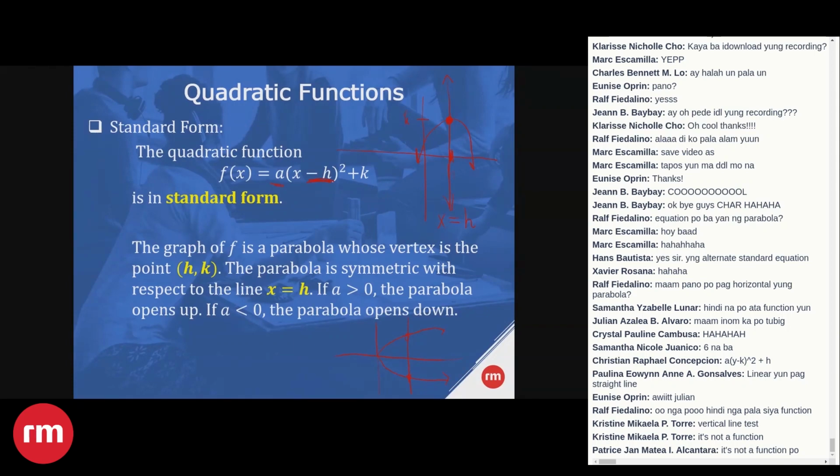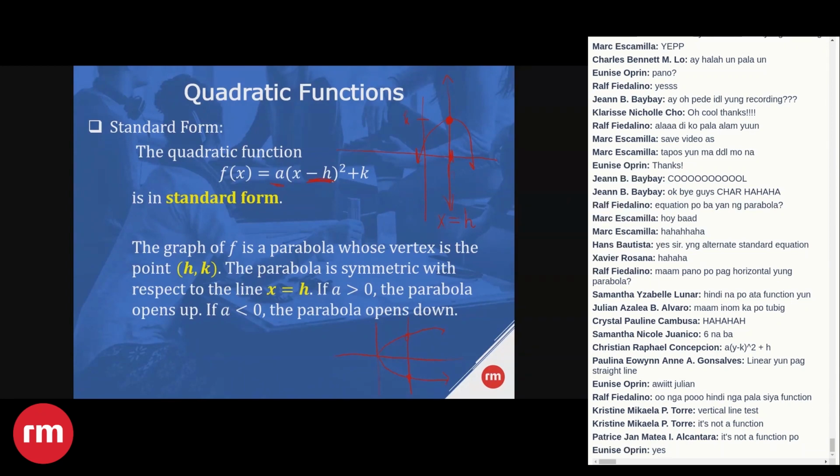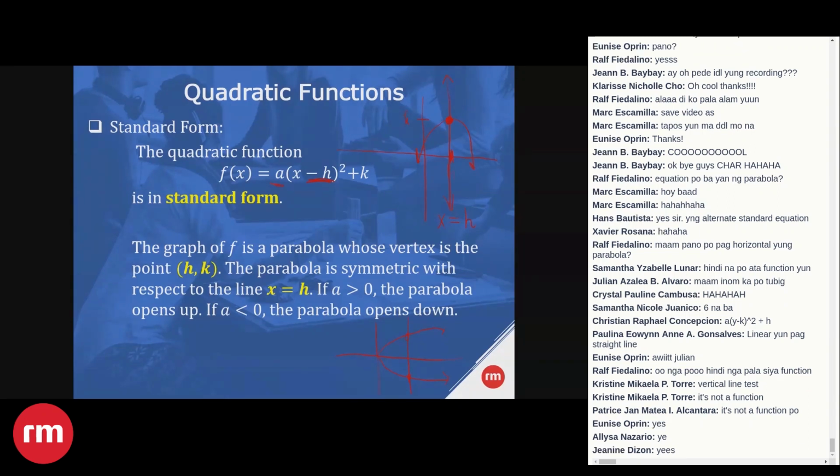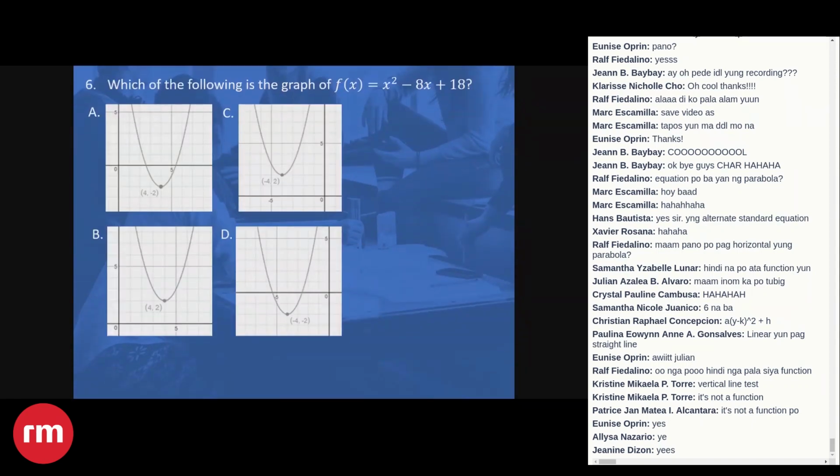Okay, so here in intermediate algebra, since we are confined to functions, we'll just be dealing with parabolas opening to the right, upwards or downwards. So we have two forms of the equation, the general form or the expanded form, and the standard form, which is also called the vertex form. Okay, so now, tignan natin dito.